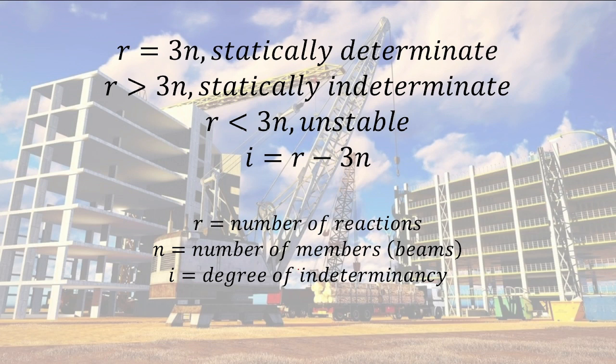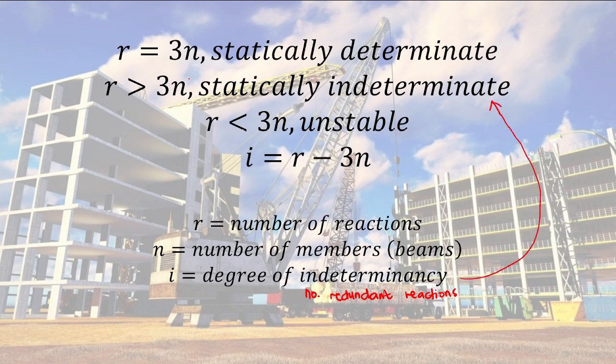So your R is the number of reactions. Then your 3N here, your N is the number of members. Then we also have your I. So yung I nyo, this one is the degree of indeterminacy or the number of redundant reactions. Ayan. So, yung I natin, this one is only for statically indeterminate.